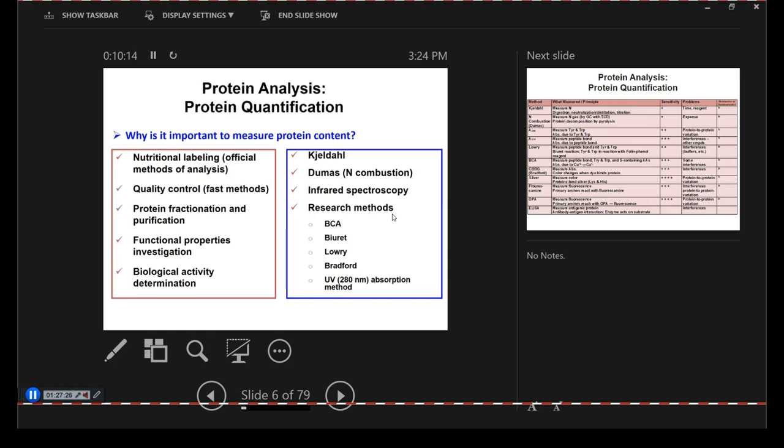So nutrition, functional property investigation that can include texture, flavor, and color. If we are looking at an enzyme, what's the biological activity of it? Quality control, sometimes you want to claim a certain amount of protein, so you want to measure to determine that you are meeting a certain requirement. And sometimes it has to do with cost, so the higher protein content you have, the more you can get for that product.